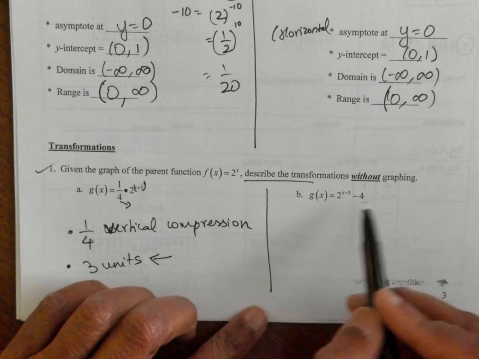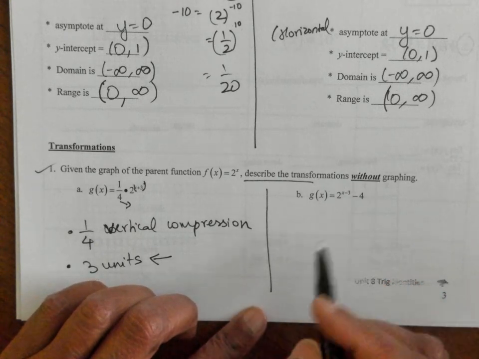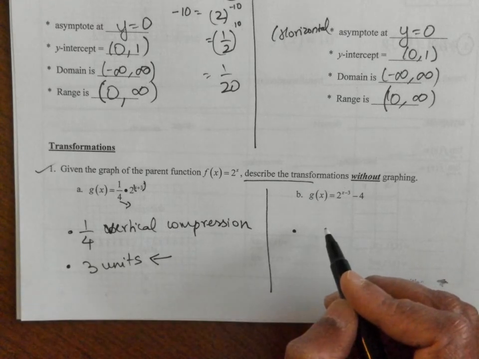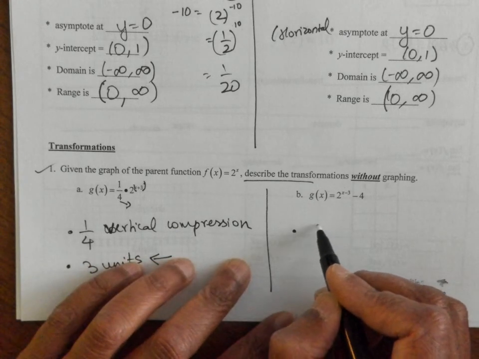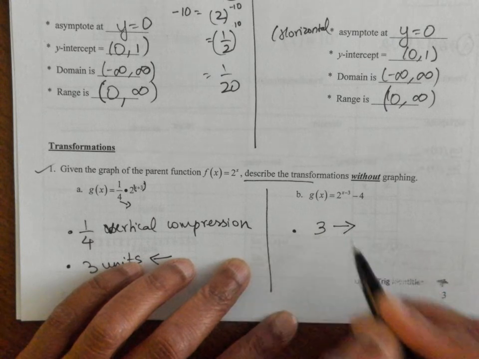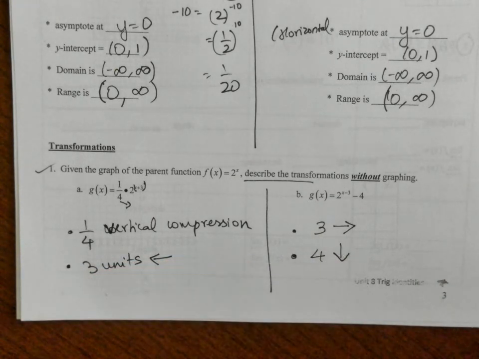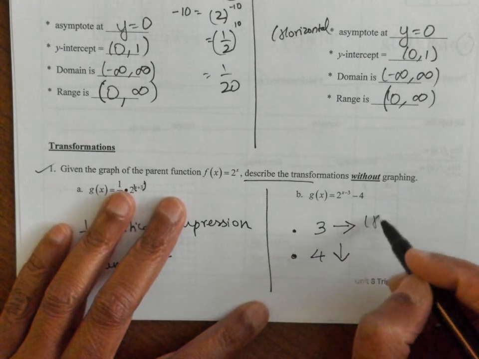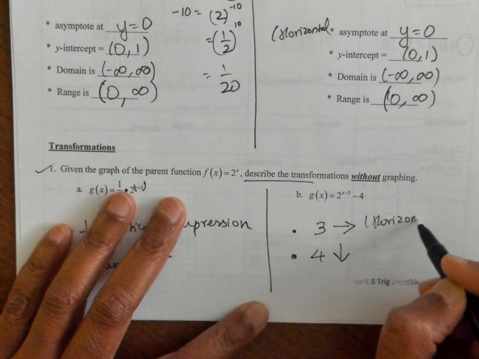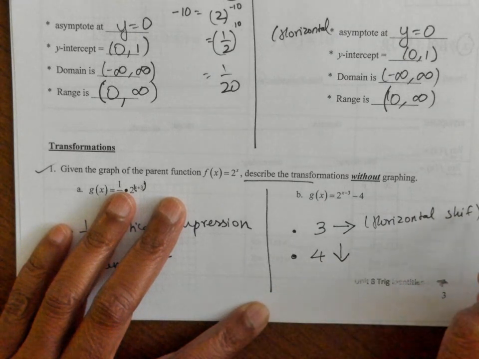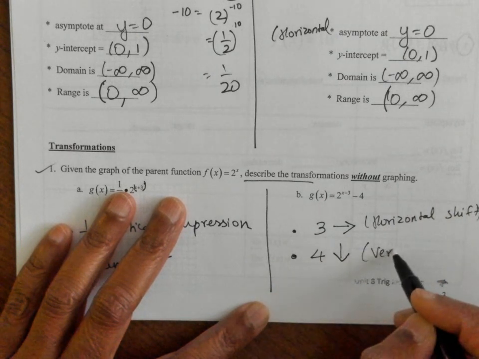Okay, so let's go ahead and write down. This one only has a horizontal and a vertical shift. Let's write down both. What's that, -3? I can't read. Yeah, -3. So it's going to be 3 units forward and 4 units down. So this is the horizontal shift. And this is the vertical shift.